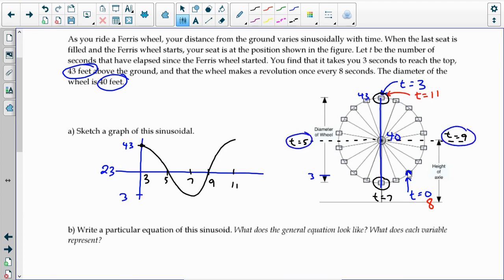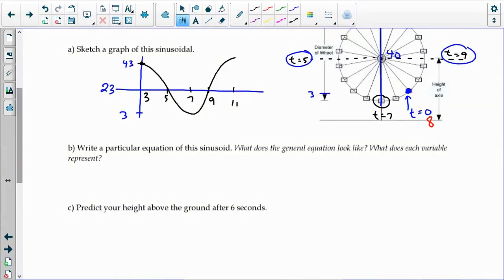So now let's write a particular equation that deals with this. Well, this equation, the one that I graphed, is going to be a cosine. So y equals 20. The reason why it's 20 is that my amplitude is 20. From 23 to 43 is 20. Cosine of b, well, I need to figure out what b is.